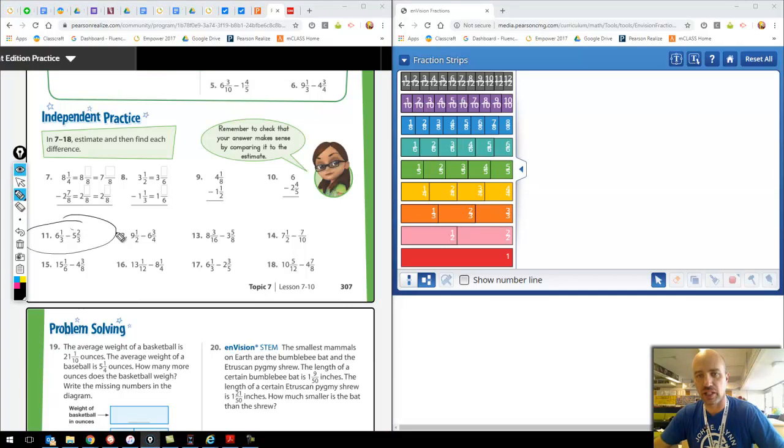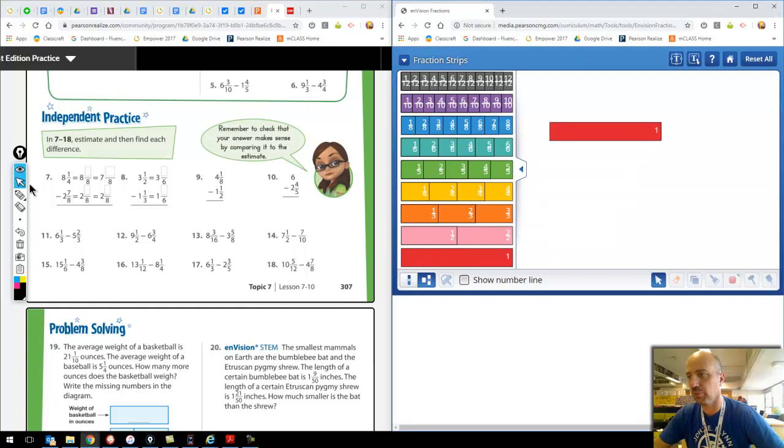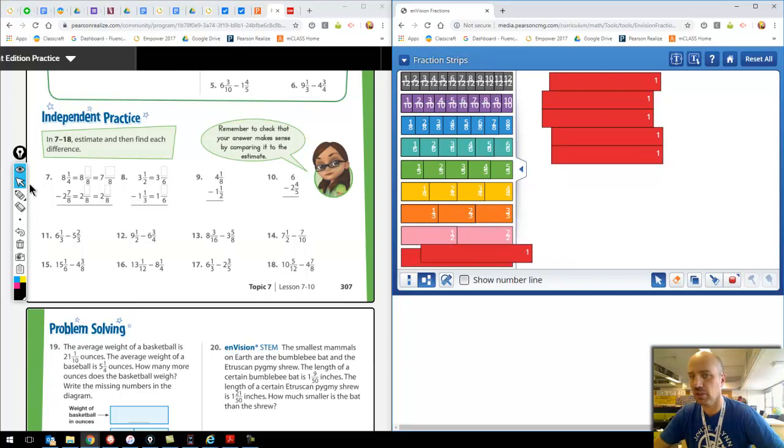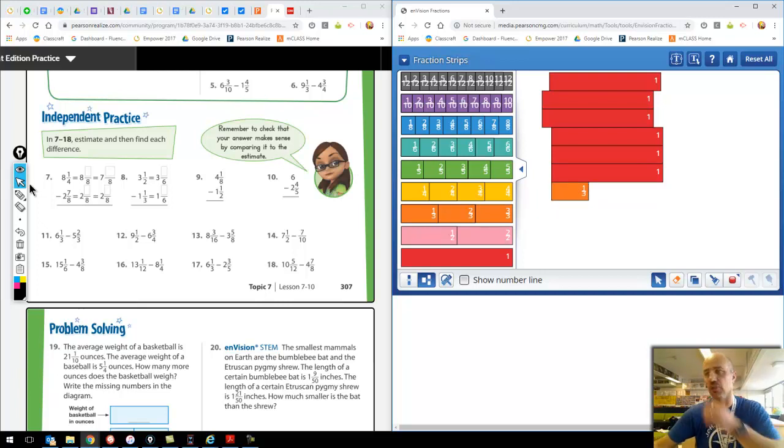We're going to take a look at 11 here, and we'll take a look at 13. We'll do two of these problems. To begin with, number 11 says 6 1/3 minus 5 2/3. I'd like to go ahead and pull out these 2, 3, 4, 5, 6, and I have 1/3 that I want to pull out as well. 6 1/3, and then you subtract 5 2/3.